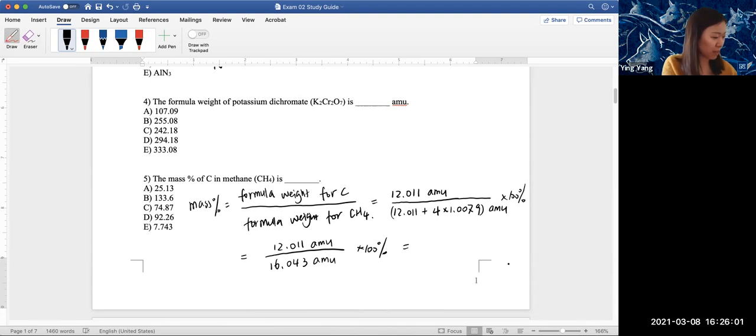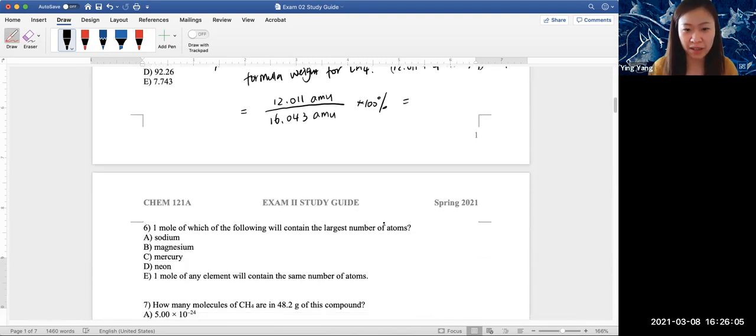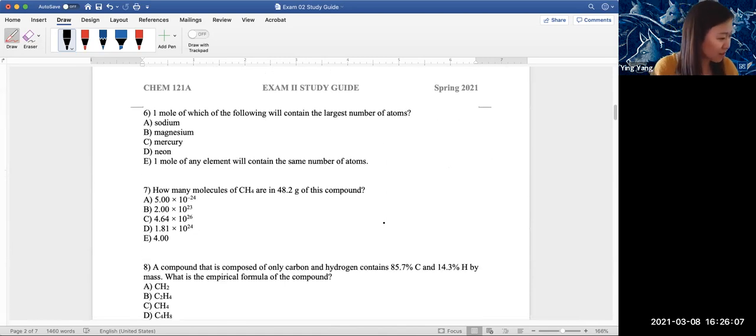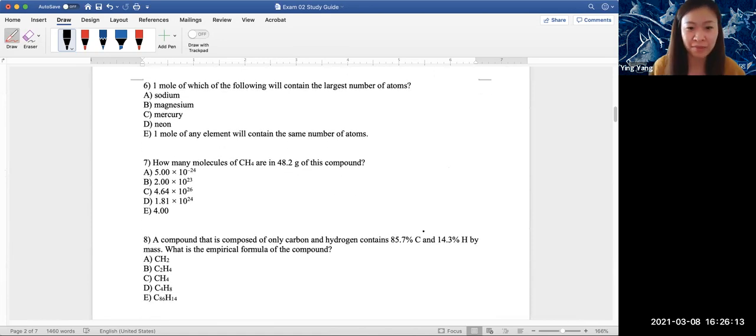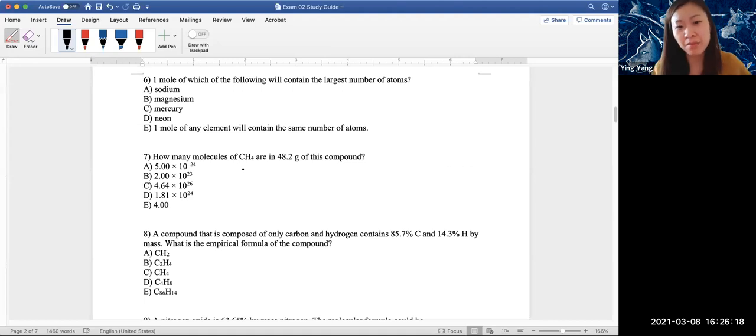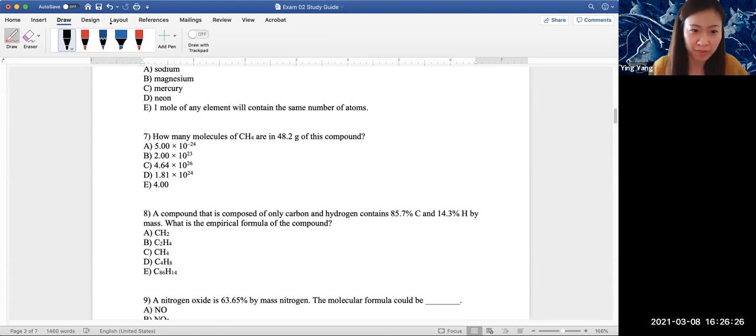All right, now moving on to the next question. Question number 6. Okay, this is obvious. Let's just skip question number 6 and go to question number 7. How many molecules of methane? It's actually the same molecule. So how many molecules of CH4 are in 48.2 grams of this compound?